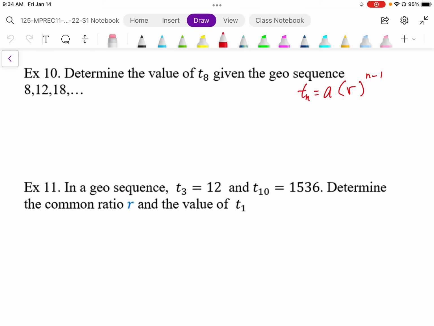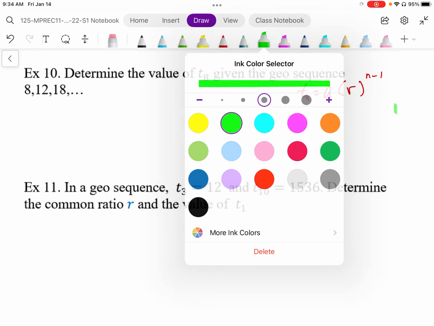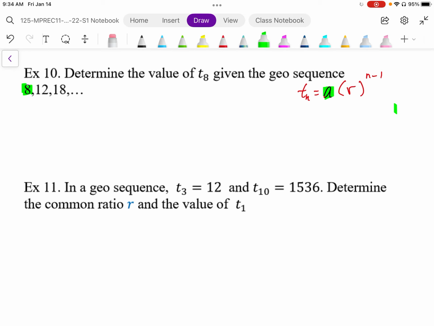So to do this, we need to first of all identify our starting amount. The starting amount is 8. Our growth rate is going to be the ratio of those two terms. So our growth factor is times by 1.5. Okay, and we want to find the 8th term. So calculating T8, we start with 8, our growth factor is 1.5, and then we're going to increase that 7 steps, or 8 minus 1 steps.